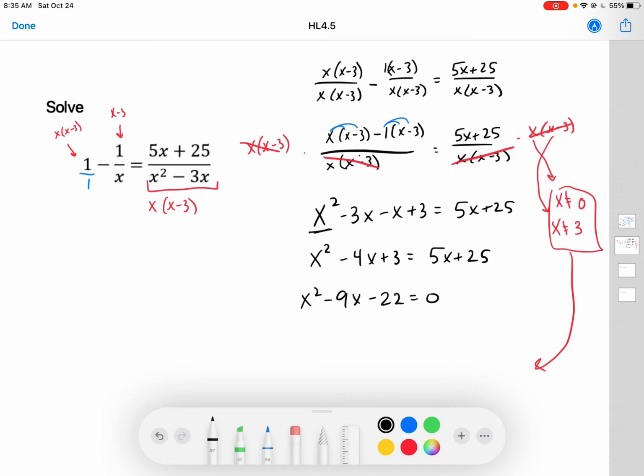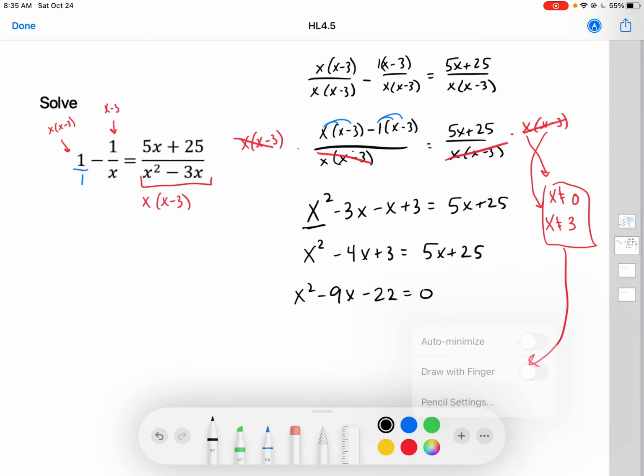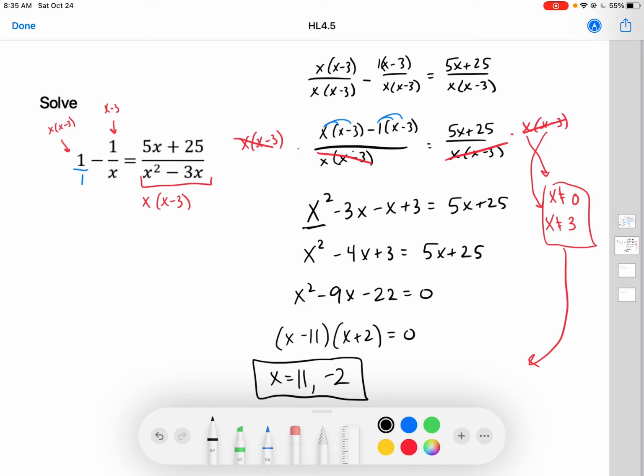And then you're going to factor. So in this case, we get x minus 11 times x plus 2. And then your solutions would be positive 11 and negative 2. So once again, let's check. 11 is not on the excluded list and neither is negative 2, so we are good to go.